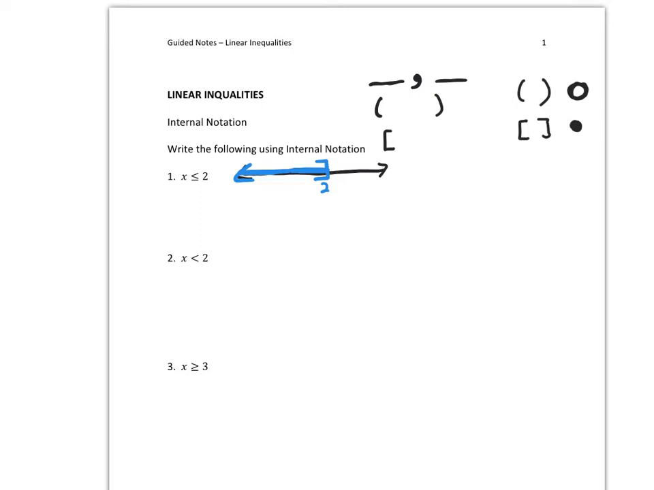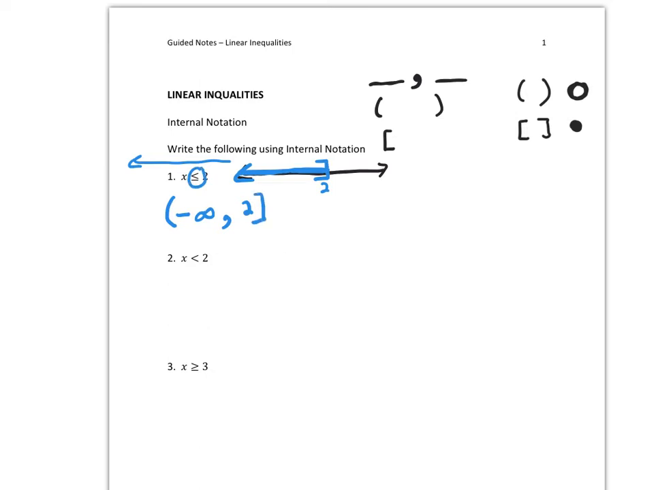So look at your number line from left to right. Where does your solution set start? It starts at negative infinity, because way down here is negative infinity. Infinity or negative infinity is never included, so use a parenthesis, comma, where it starts, where it ends. Your solution ends at 2. It's included because you've got a less than or equal to.